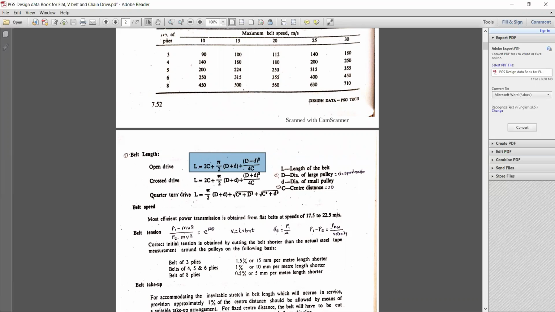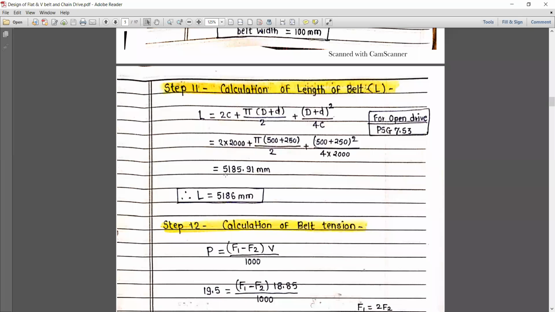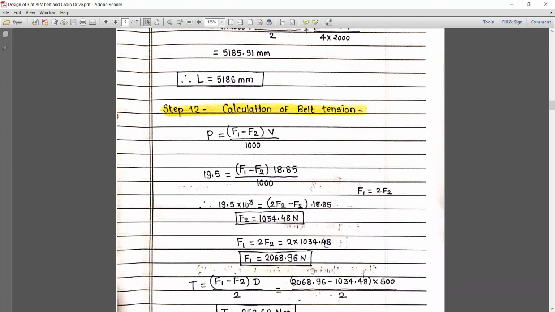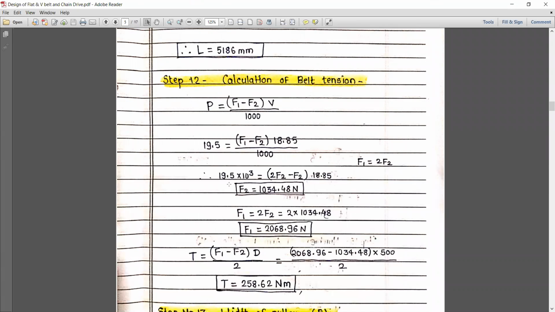Now let's see the exact calculated value. Putting all the values in the equation, we get the length L equal to 5186 mm. Next, calculating the belt tension. This belt tension we are using for pulley design. The other parameters of the pulley that we have to design, that is number of arms and cross section of arm, are why we need the belt tension.